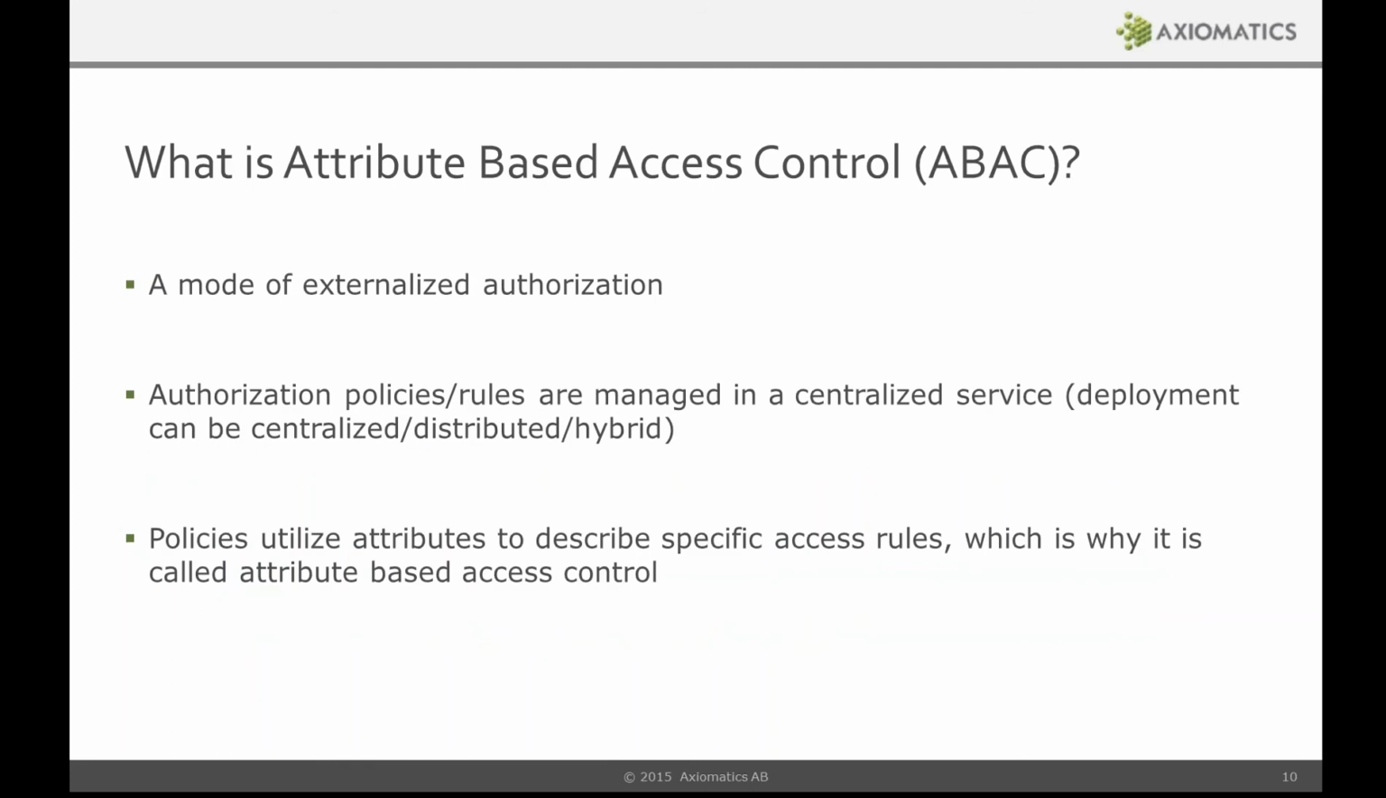Okay, so how do we define ABAC or attribute-based access control? Well, it is a mode to externalize authorization logic outside of your application logic. So it is this central service where you define policies and rules for the governance of access, and then your applications can call that service to get decisions about whether access should be permitted or denied or allowed under certain conditions. And the policies used in this system, well, they use attributes to define these conditions for access, which is why it's called attribute-based access control.